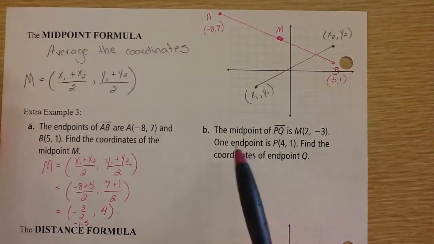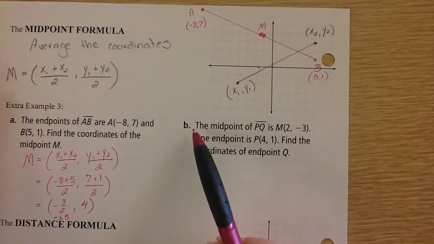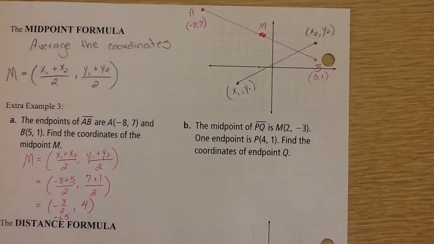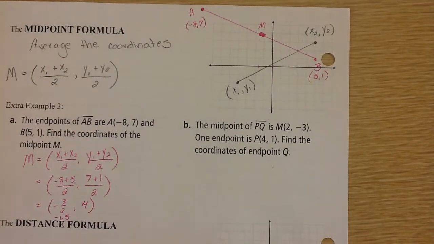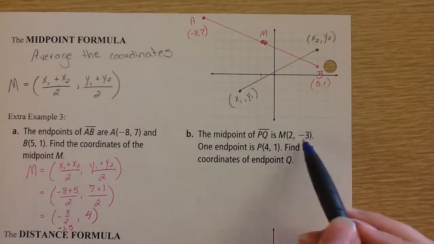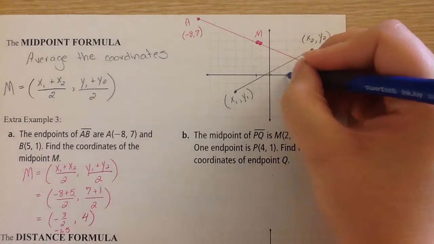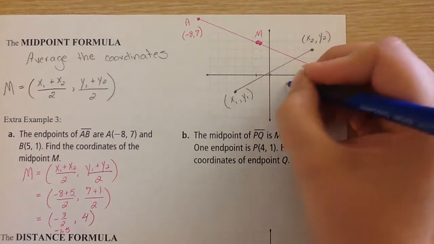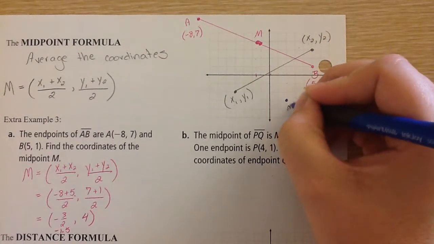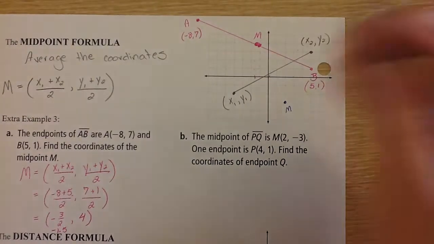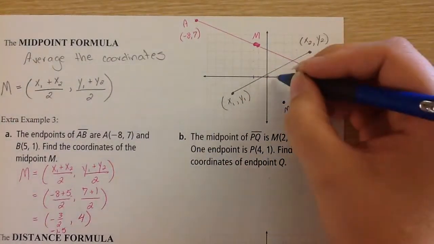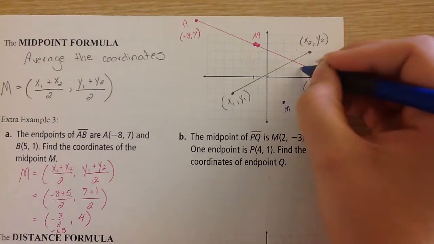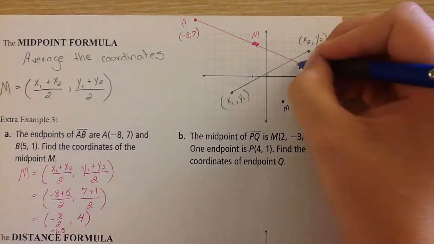Okay. So now for part B, the midpoint of segment PQ, I'm going to switch colors so I'm not confused. The midpoint of segment PQ is at 2, -3. 1, 2, -3. This is the midpoint of segment PQ. One endpoint is at 4, 1. 1, 2, 3, 4, 1. So there's P.